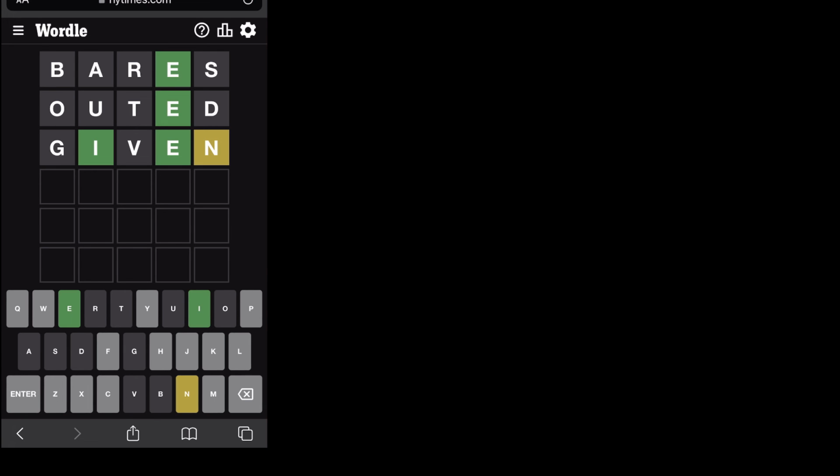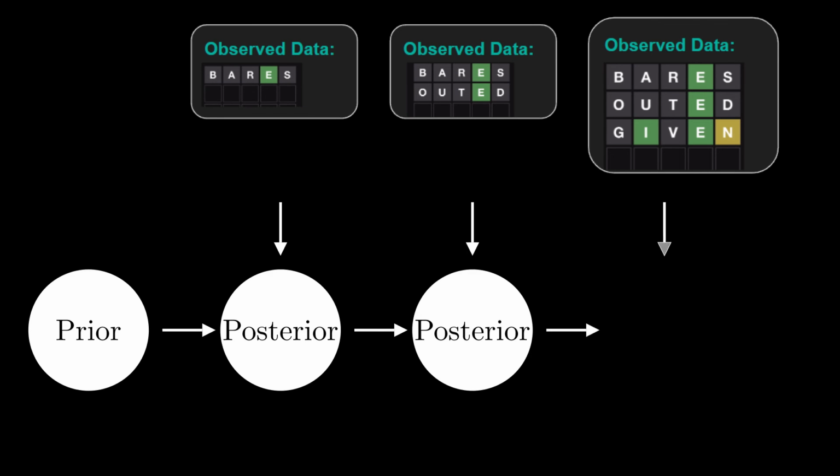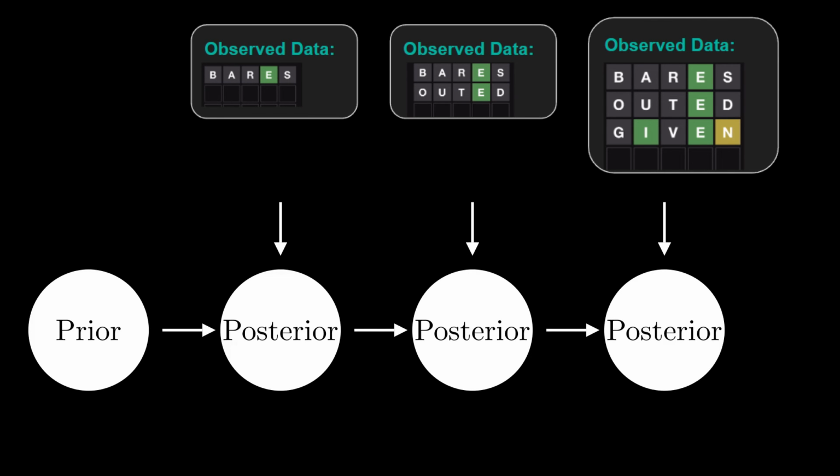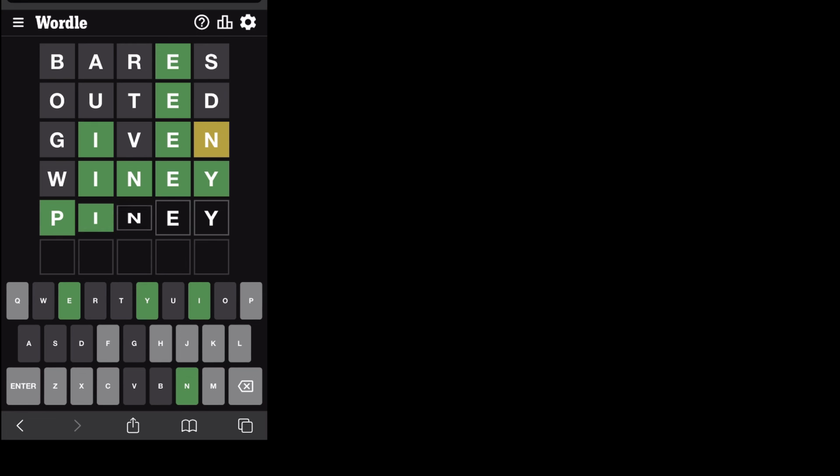You get the idea. We have our belief, we get data, we update it. We get more data, we update our belief. So I'm going to move quickly here. All right. Our top suggested letters are now E, N, Y, W, P, and Y. So let's go ahead with W, I, N, E, Y. Almost there. Almost there. How about P, I, N, E, Y? That is the hidden word we're looking for.